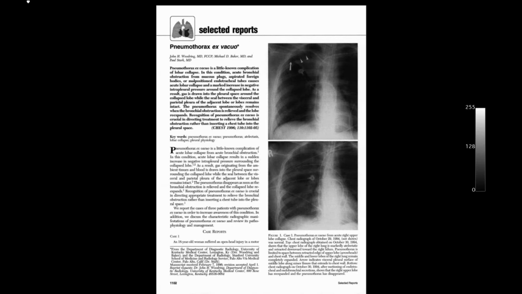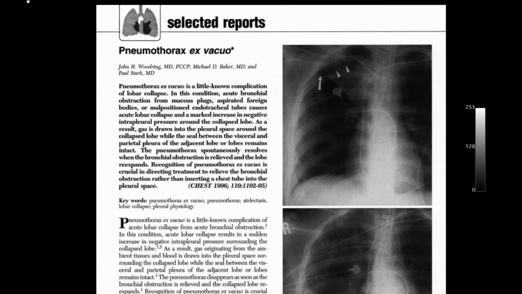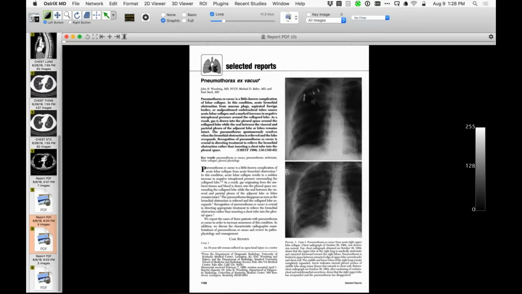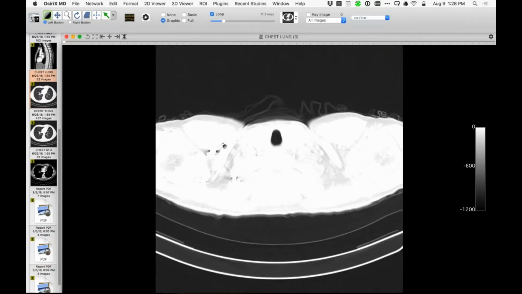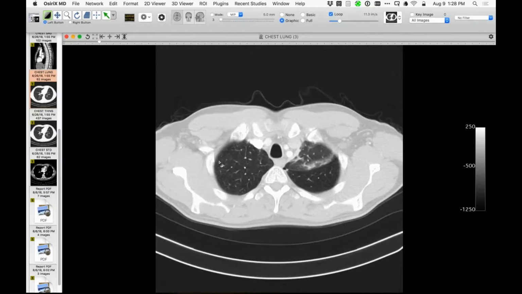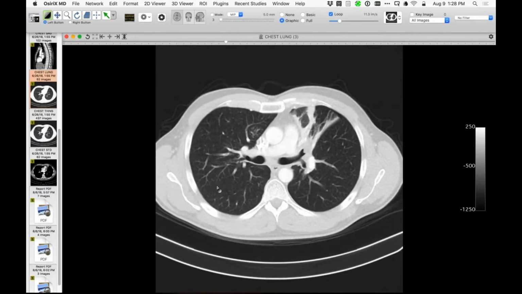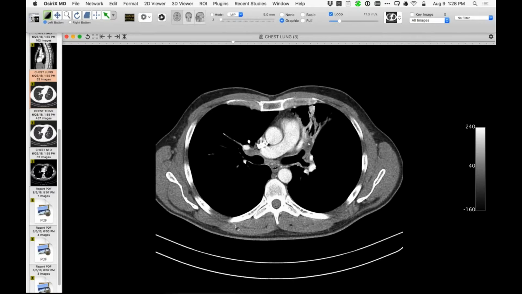Pneumothorax ex vacuo in the context of lobar collapse. The idea is there's an increase in negative pressure as the lobe wants to expand, but it can't, and gas is drawn into the pleural space. I wonder if it's nitrogen. But the bottom line is that this little collection of pleural gas does not want a chest tube, and it'll go away when the atelectatic lung re-expands. So a really nice example of the pneumothorax ex vacuo sign in the context of lobar atelectasis. That's the first interesting part. So let's get to the second interesting part, which is the obstructing lesion itself.